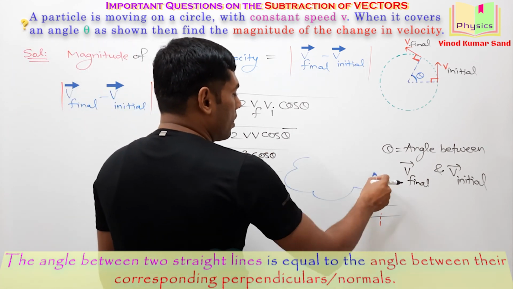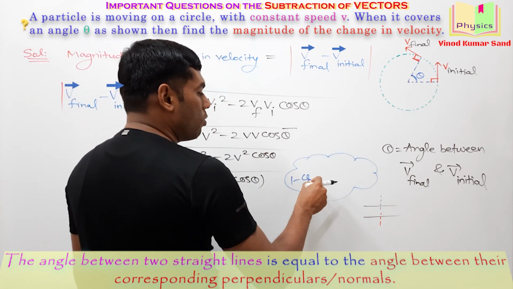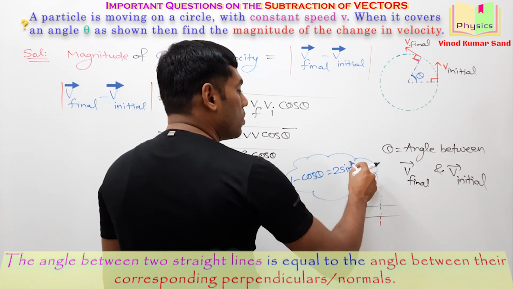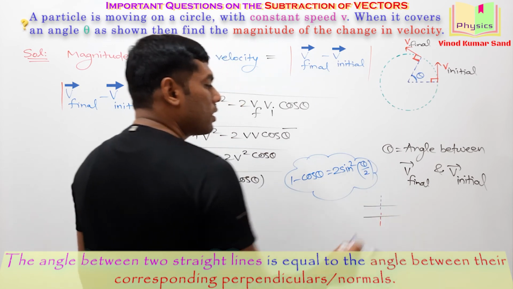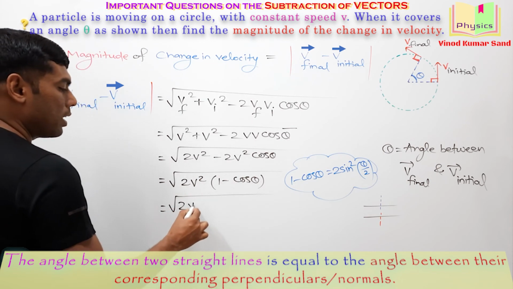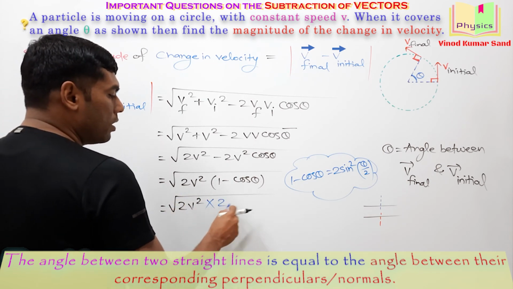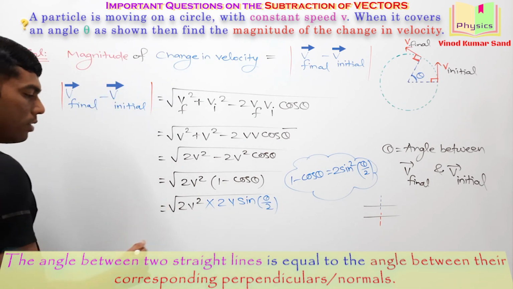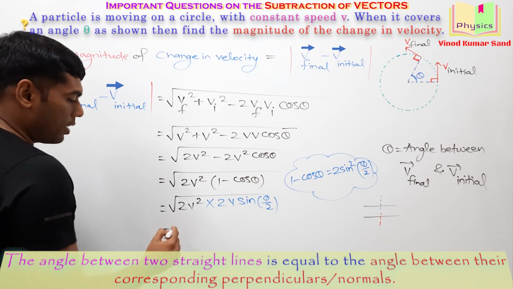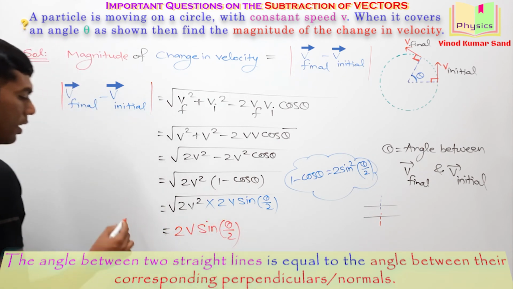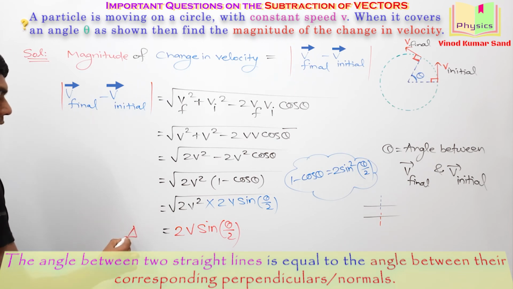In trigonometry, we have many times utilized that value. 1 minus cos theta is equal to what? 2 sine square theta by 2. So substituting the value here, 2v square is getting multiplied with 2 sine square theta by 2. And we can simplify it further. We'll get a super important result, 2v sine theta by 2. This can be written as del v vector and then modulus.